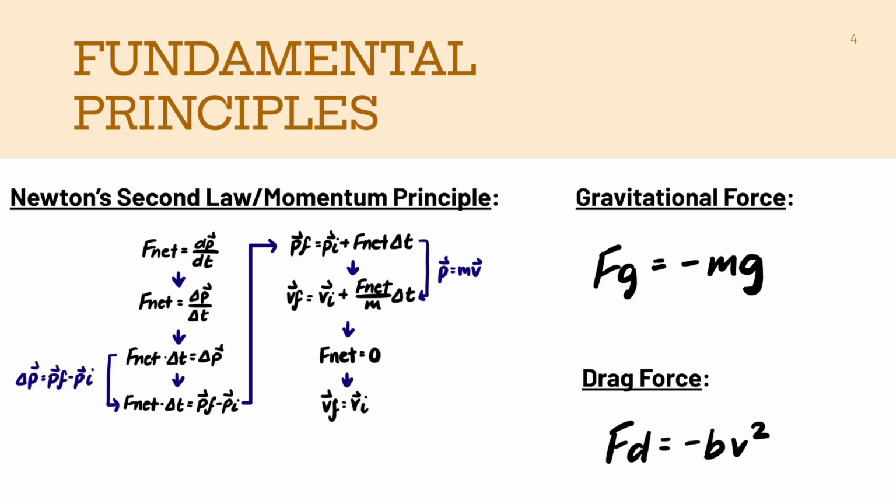Fundamental principles used in this lab are Newton's second law, the momentum principle, which states that the net force is equal to the change in momentum. So we're able to create a velocity update formula. It says that the final velocity is equal to the initial velocity plus F net over m times delta t.